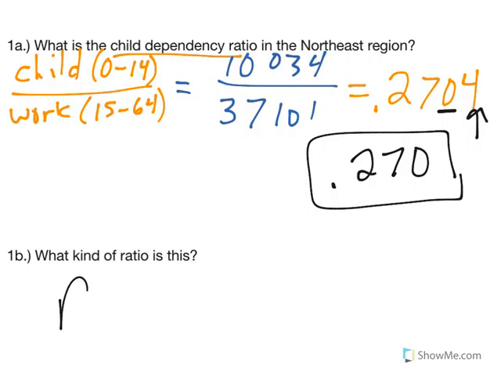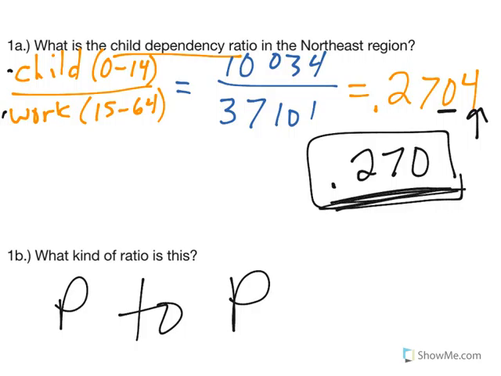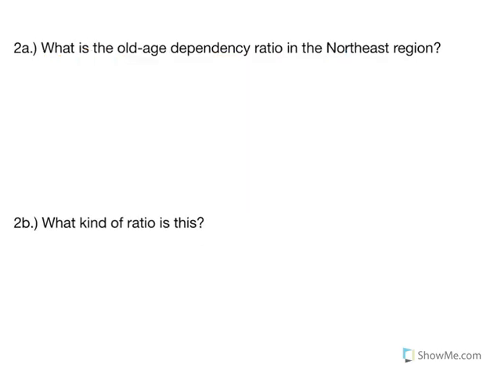And what kind of ratio is this? Well, this is part to part, because children are part of the population and the workforce is part of the population, and therefore this is part to part. Remember, with part to part ratios, you cannot write them as percents. You can write them as decimals. You can write them as fractions. Decimal is actually the preferred method of child dependency ratios, or really most part-to-part ratios are preferred in decimal form.